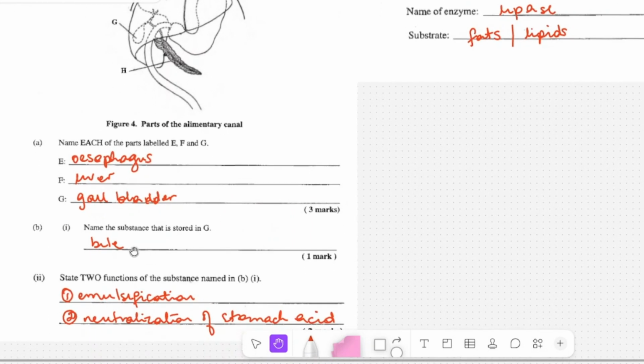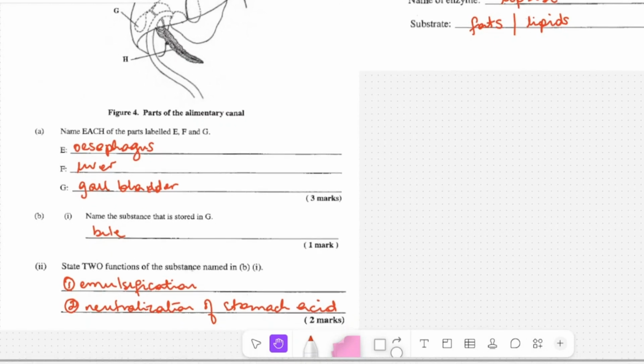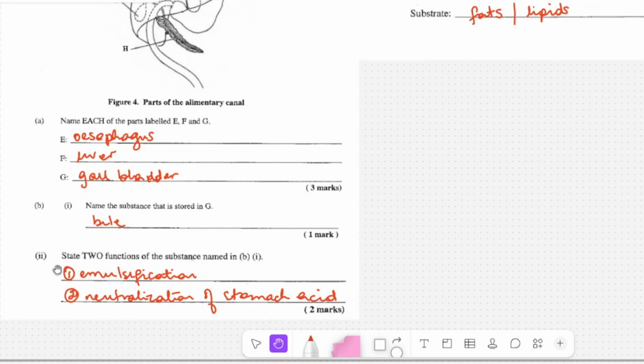Then part B asks us to name the substance that is stored in G. We spoke about this. Bile is made in the liver but stored in the gallbladder. So you just put bile. You don't have to put the substance that is stored in G. All of that is wasting time. Just put the name that they are asking for. It is 1 mark. Then part 2, state 2 functions of the substance named in B1. So they are speaking about the bile. So what does the bile help with? 1, the emulsification, which is the process of breaking down large fat globules into smaller ones.